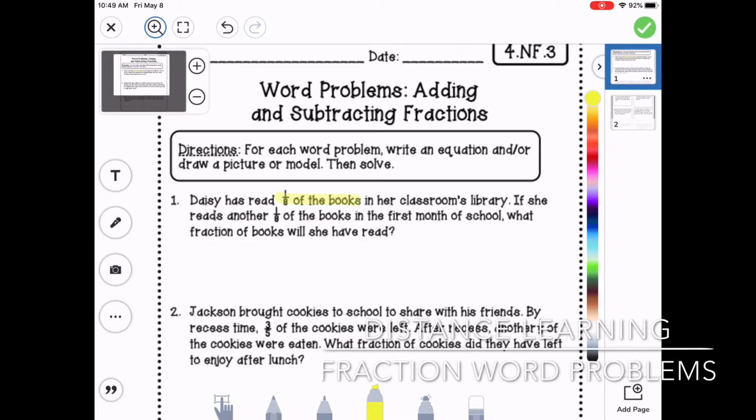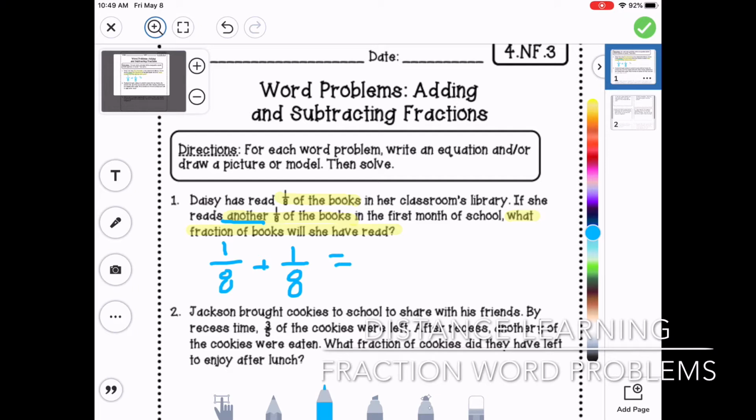If she reads another 1/8 of the books in the first month of school, what fraction of books will she have read? So based on what I've highlighted, I see this keyword another, and that's telling me that I need to combine those two fractions together to figure out what the total is. So I'm going to add 1/8 plus 1/8.